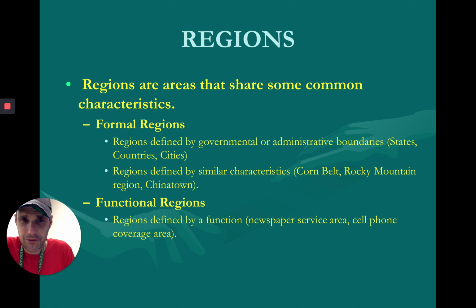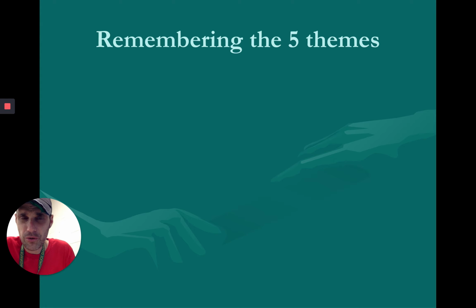Functional regions are defined by a service area, like cell phone coverage. So what function do they serve? Here in Chemung, the cell phone coverage is, as we get towards a city where there are more cell towers and things like that, our cell phones really function rather well. Okay, so this is just a quick review. We're going to get much more in depth with this, but let's remember this. Here are our five themes of geography. I have a song for you. I have all kinds of stuff that we're going to get into. Again, this is just a brief overview.